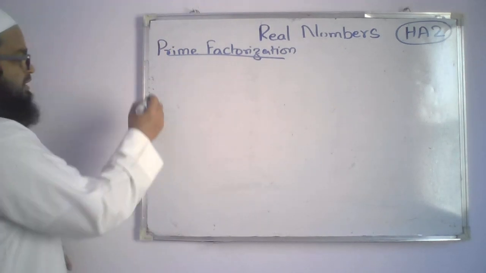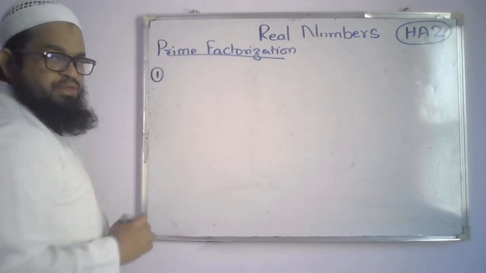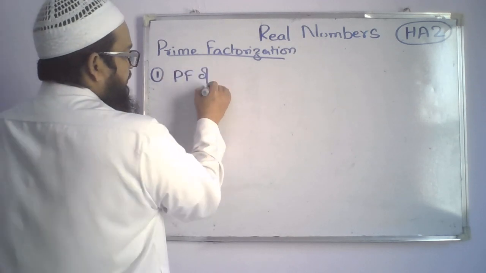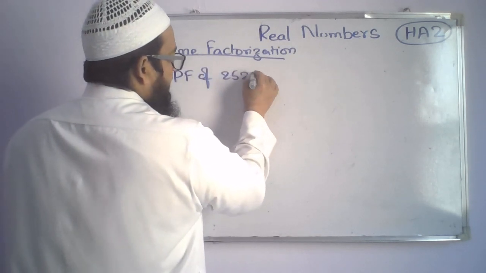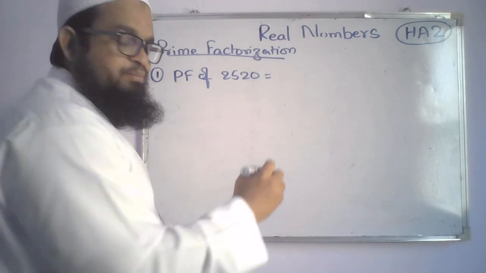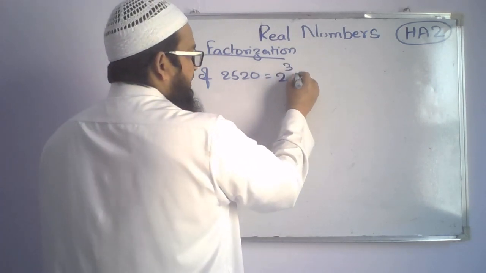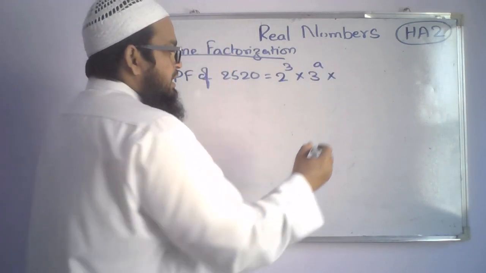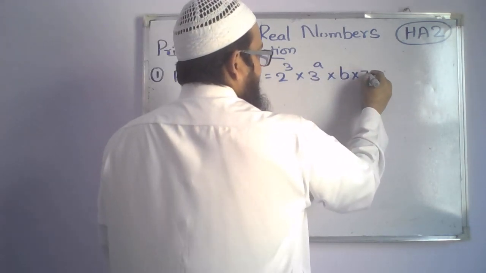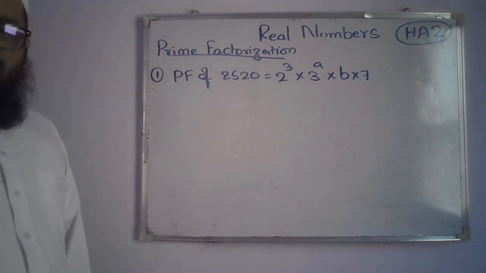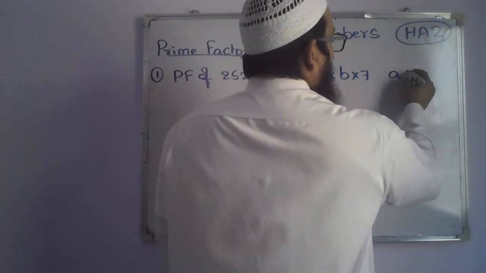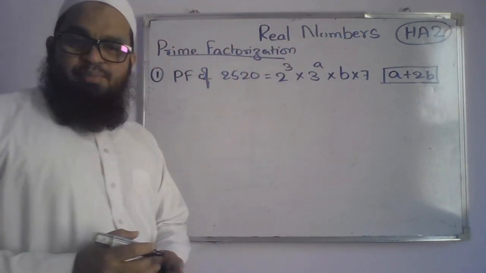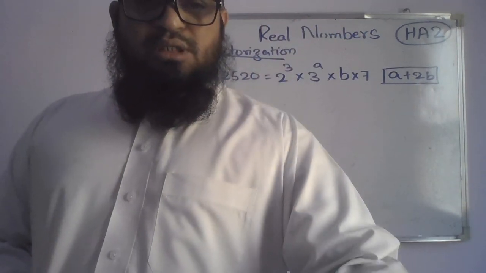This is the first problem. If the prime factorization of 2520 is equal to, what is given? 2 cube multiplied by 3 to the power of A multiplied by B multiplied by 7. Find the value of A plus 2B. You have to find the value of A plus 2B. Understood? So this is the first problem.